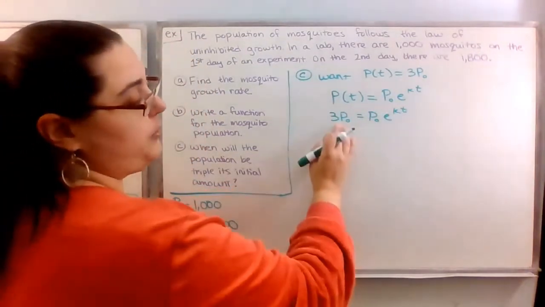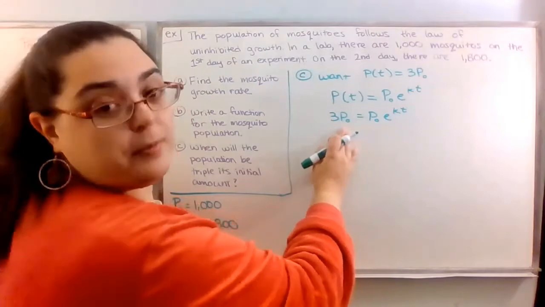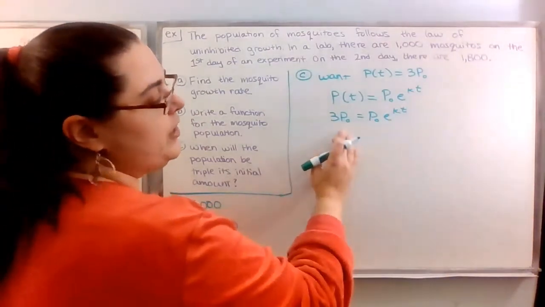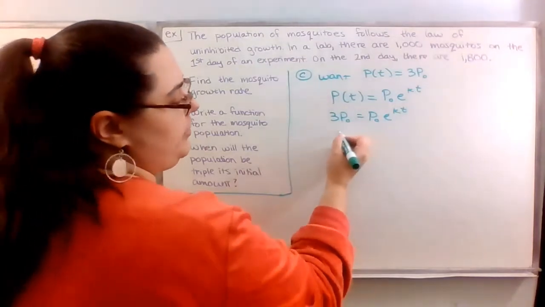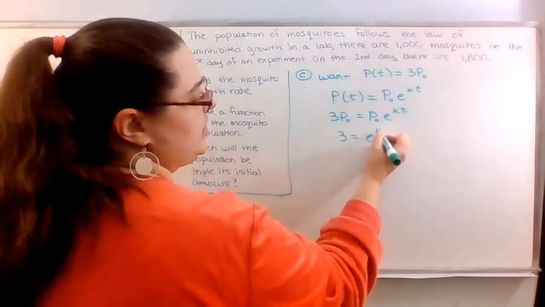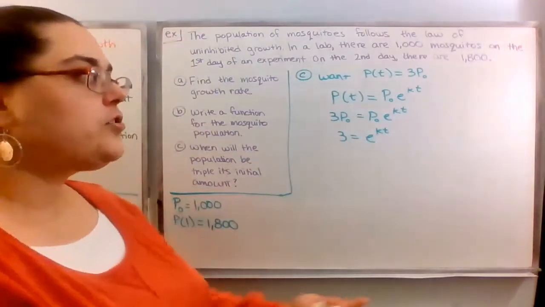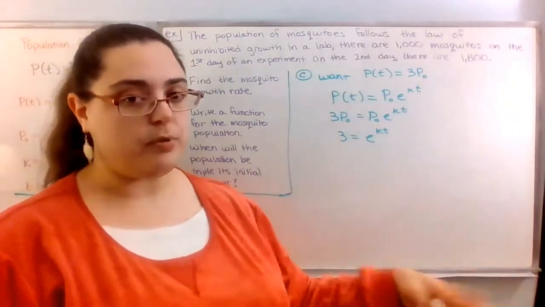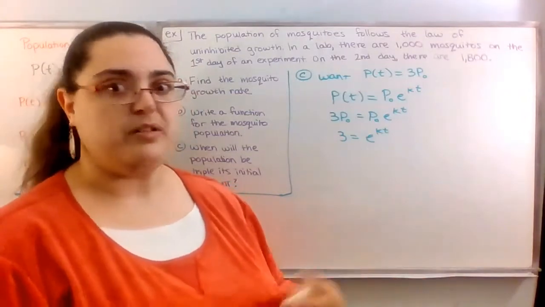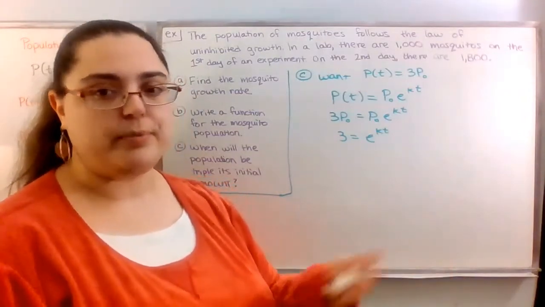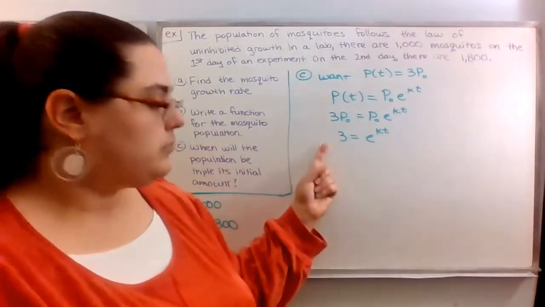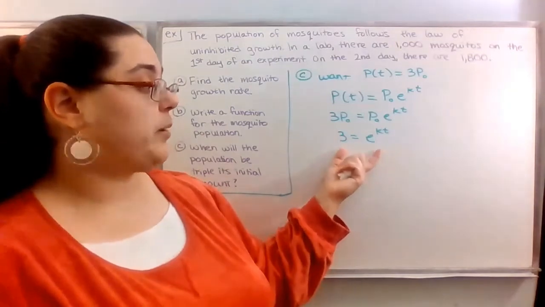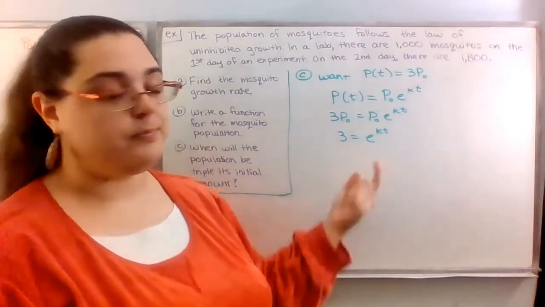Then we can divide both sides by P naught. This is why we want the population to at least have something to start with, right? It can't be 0 because you can't divide by 0. So we'll divide by P naught to get 3 equals e to the kt. So notice if you're asked to find how long will it take for a population to triple or double or to be cut in half if it's a population that's dying out, you don't actually have to know what that initial population is in order to be able to solve for some information.